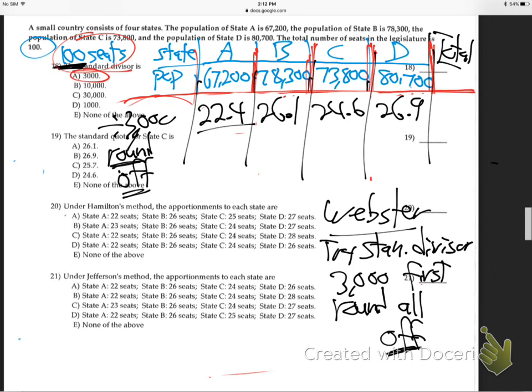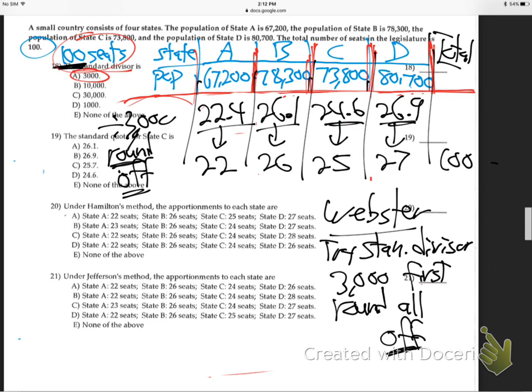So 0.4, he goes down to 22. 0.1, he goes down to 26. 0.6, he rounds up to 25. 26.9, he rounds up to 27. Add them up, look at that, 100 seats. Beautiful. There's Webster. Webster comes out the same as Hamilton in this case. Same apportionment as Hamilton gave.